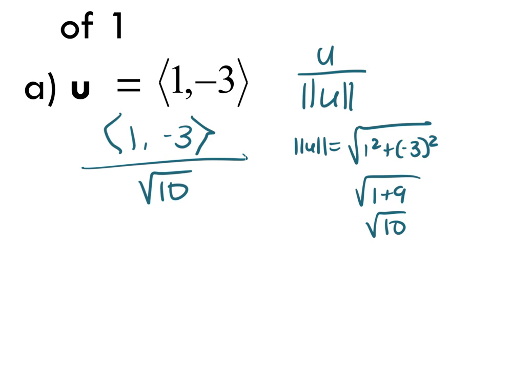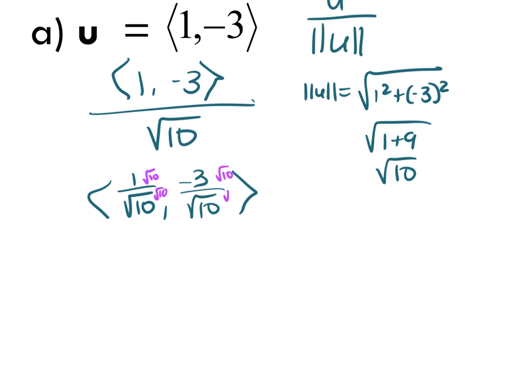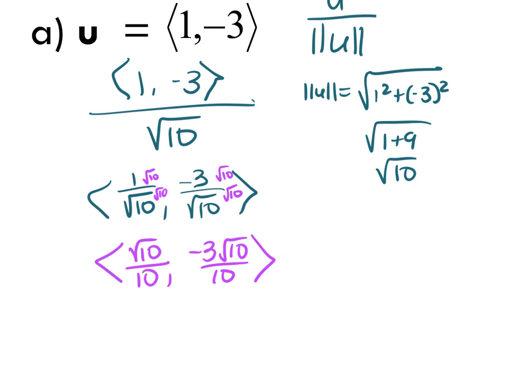Now we need this to be in component form, so we're going to split this. This is 1 over root 10 and negative 3 over root 10. Can I leave it that way? No. I simplify it by rationalizing it. So I get square root 10 over 10 and negative 3 square root 10 over 10. This is the component form of a unit vector in the same direction as u.